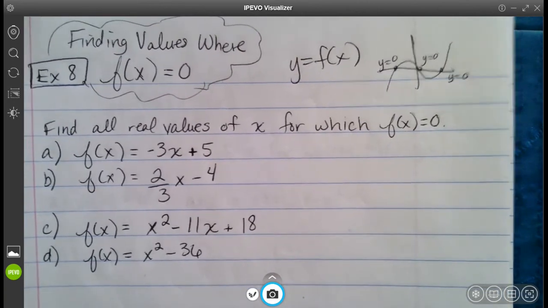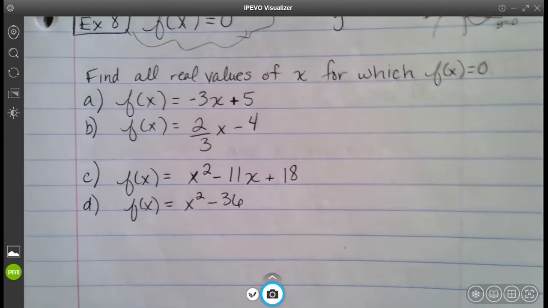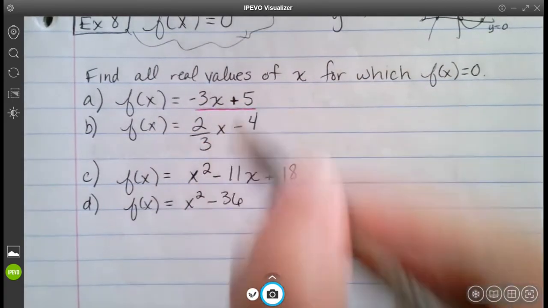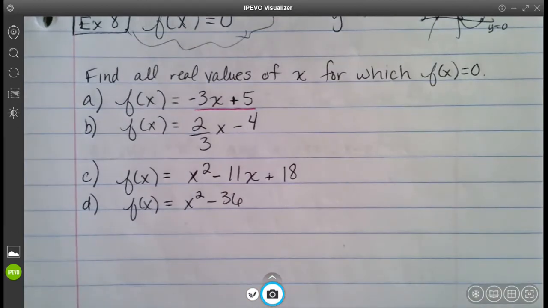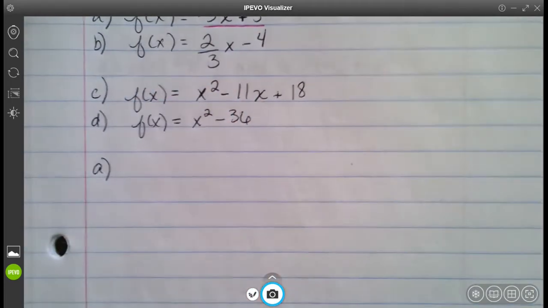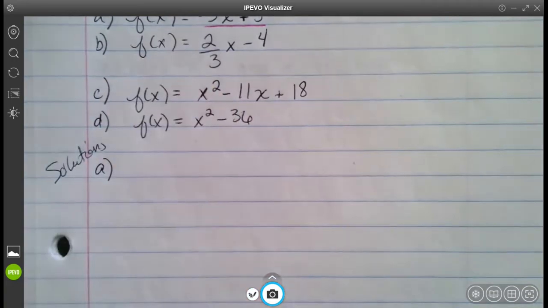Let's go ahead and start with letter A. We have f of x is equal to negative 3x plus 5. So what we're going to do is we're going to set this equal to 0, the function, so this part, and we're just going to solve for x. So let's go ahead and do that down here. So here is letter A. Okay, these are going to be the solutions if you want to make a note for yourself there.